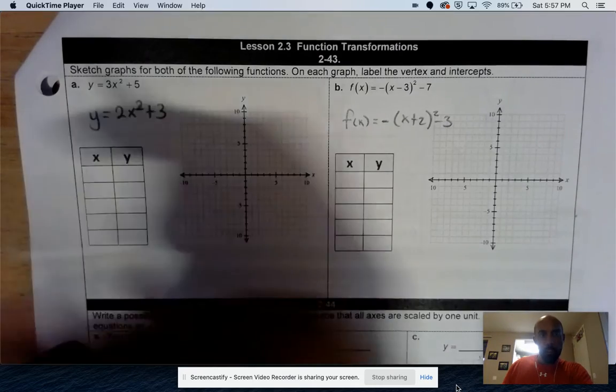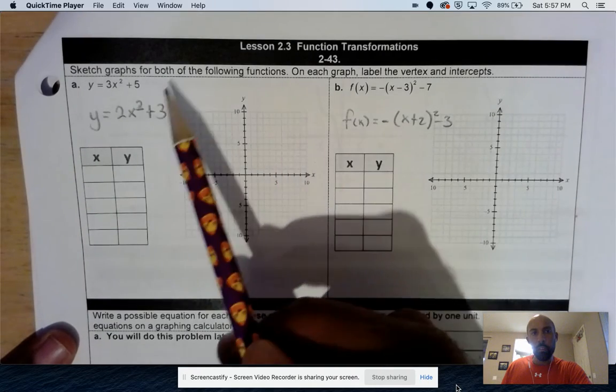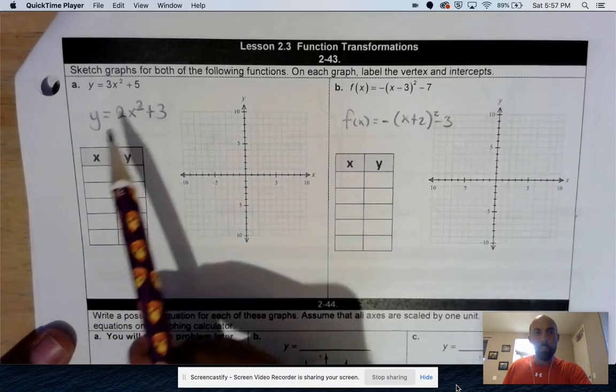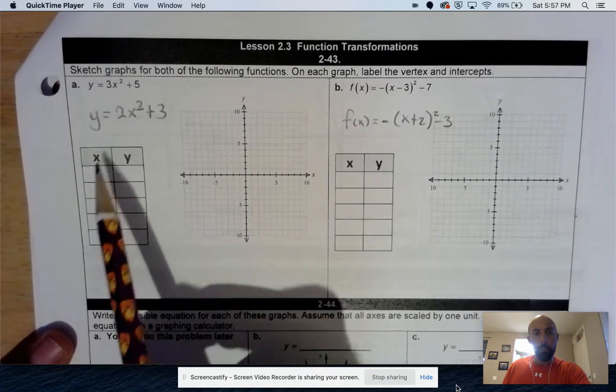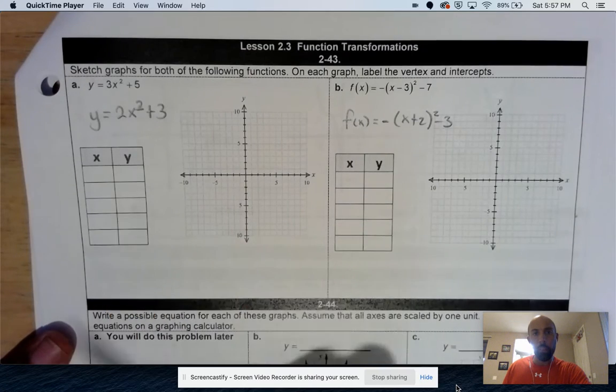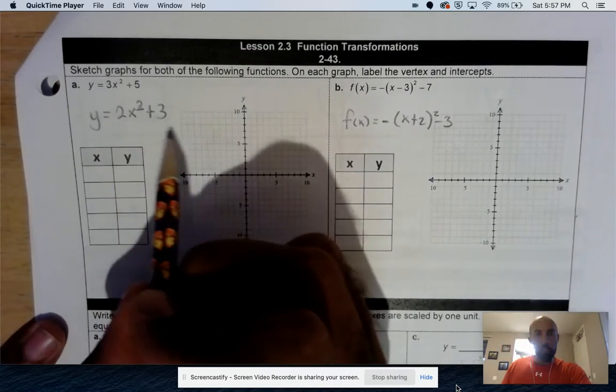Okay, so on this one, you're going to be graphing functions. So you're going to be given a function, and you're going to need to be able to put some values into a table and graph it. So here's our function for this case.